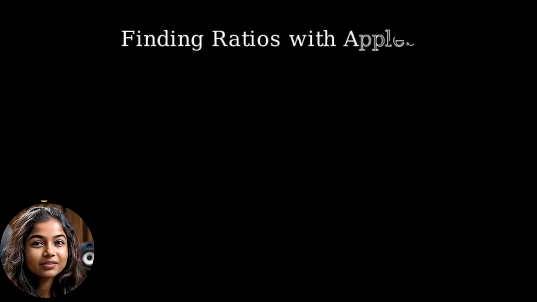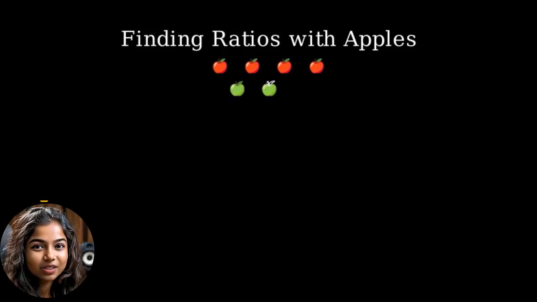Welcome! Today we'll learn how to find the ratio of red apples to green apples and select the correct answer from multiple choices. Let's look at our apples. We have 4 red apples here, and we have 3 green apples here.